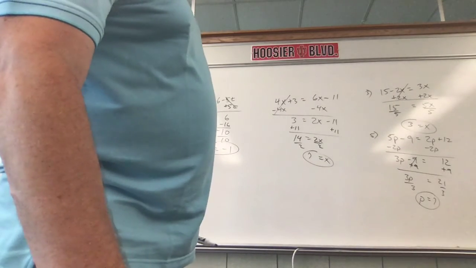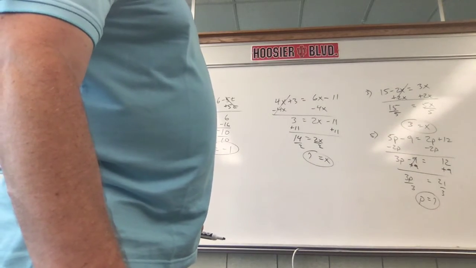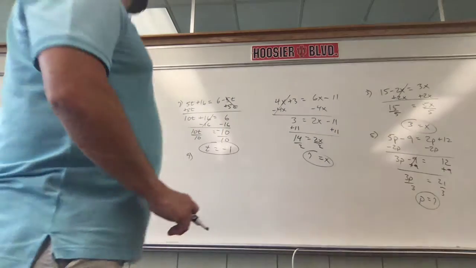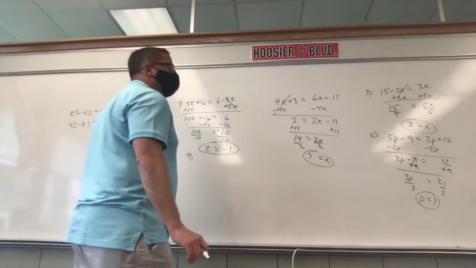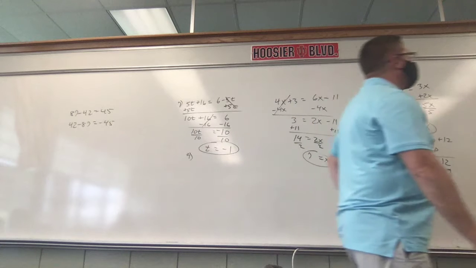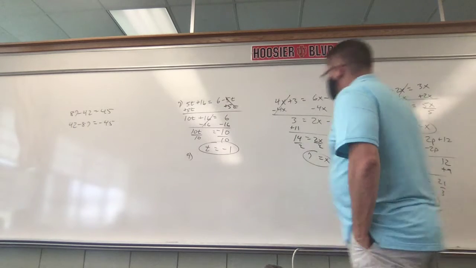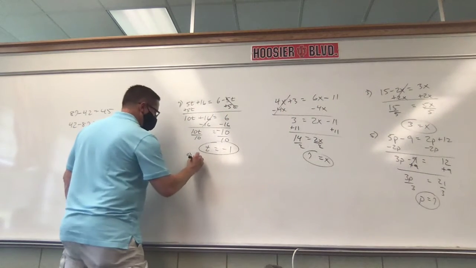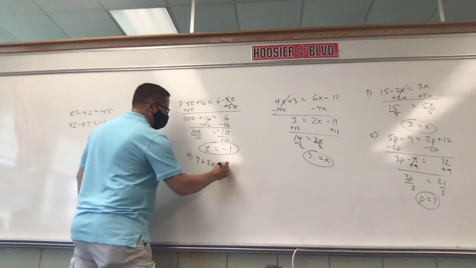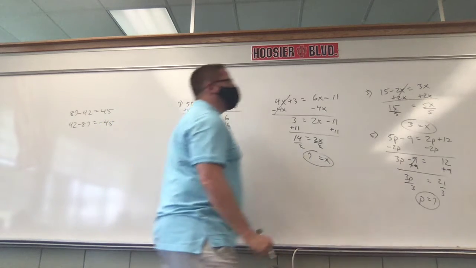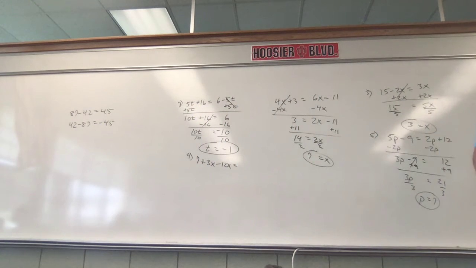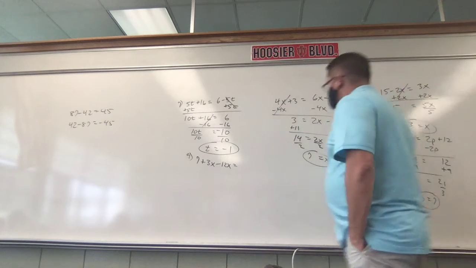Now it's time for number 9. Let's see, what's 9 say? 7 plus 3, oops, x's or z's, it doesn't really matter. X's. 7 plus 3x is 12x equals 3x plus 1.